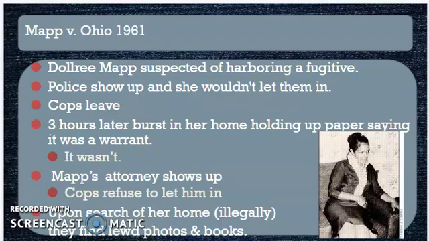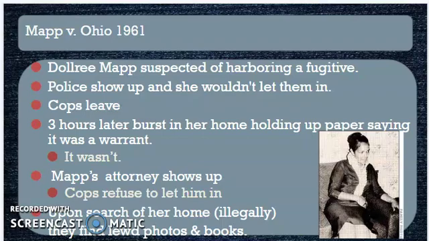Mapp versus Ohio. Dolly Mapp was suspected of harboring a fugitive. Police showed up. They wouldn't let her in. And the cops leave. Three hours later, they burst into her house, holding up a paper saying it was a warrant. Plot twist, not a warrant. Mapp's attorneys show up, and the cops refuse to let the attorney in.